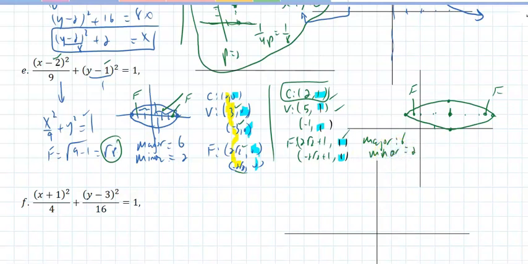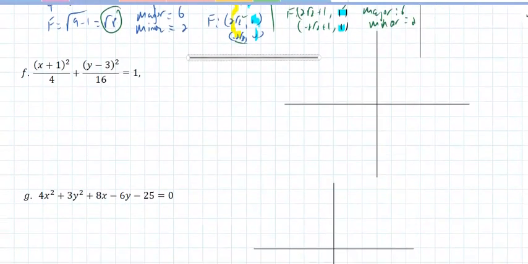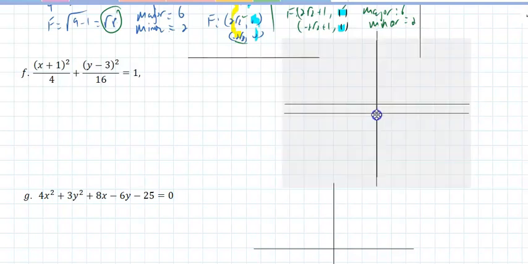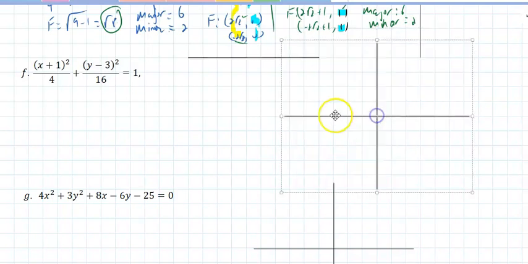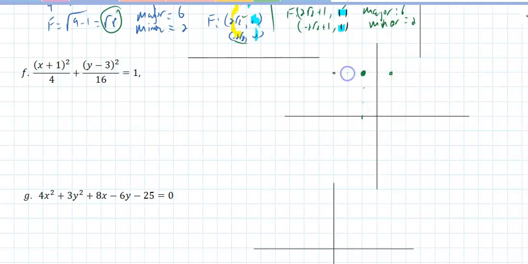So again, the blue is not needed. If you could do this without, I'll do the next problem that way. This is a graph that's shifted 1 unit to the left and 3 units up. From this point, I'm going to move 2 to the right, 2 to the left, 4 up, and 4 down.